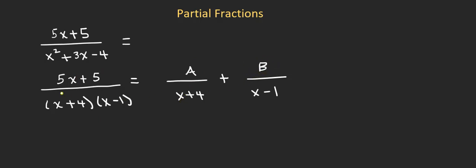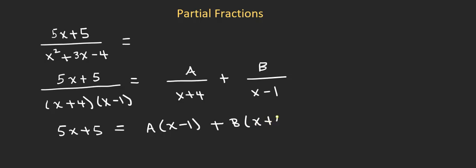So what we're going to do is multiply the whole thing by the lowest common denominator, which is x plus 4 times x minus 1. So let's multiply the whole thing by the LCD. You end up getting 5x plus 5 equals a times x minus 1 plus b times x plus 4.